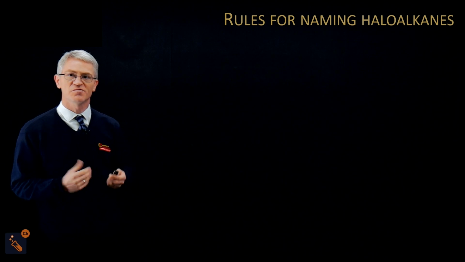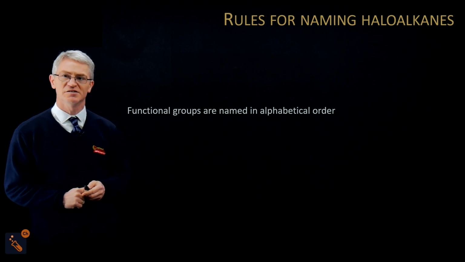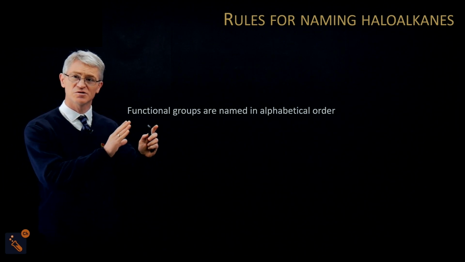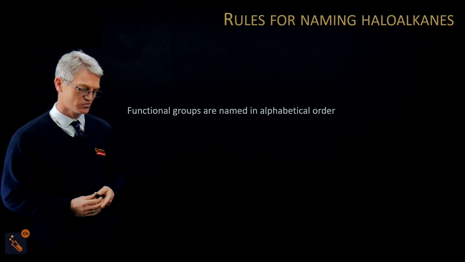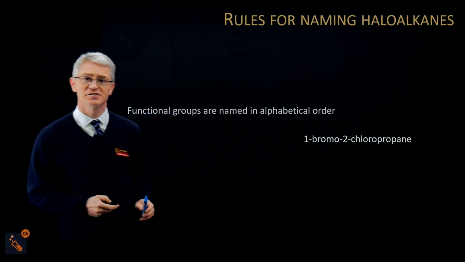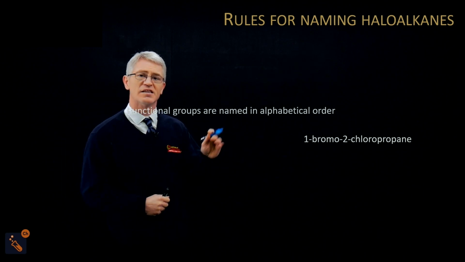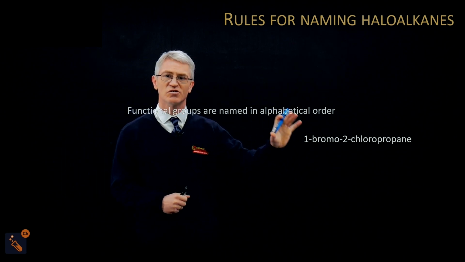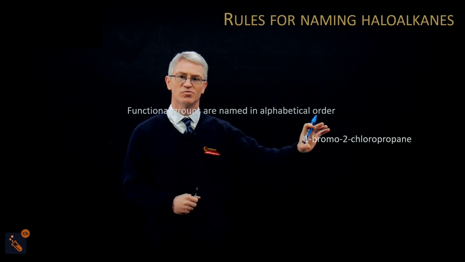So, starting off with the rules for naming haloalkanes. First rule, functional groups are named in alphabetical order. So if that is the case, we put a name up for you and then we say, right, okay, let's draw this. I want you to try and draw this before I do. So 1-bromo, 2-chloro.